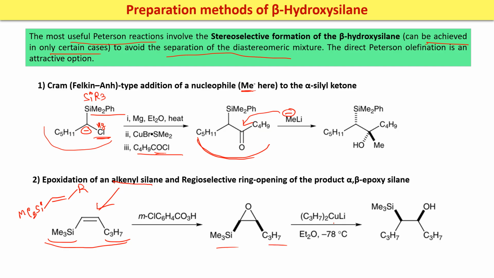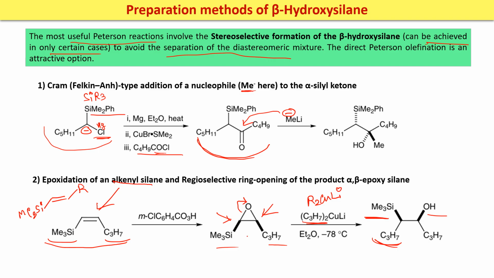And finally, in presence of some copper lithium, in general I can write it like this. So ultimately, we are getting this compound. Here, this C3H7, which is the R group, will attack at this position. If this is attacking here, then this bond will be broken, and on this side we will get OH, and on the other side we will get a new bond, which is C3H7. So this is stereospecific formation of this beta hydroxysilane.